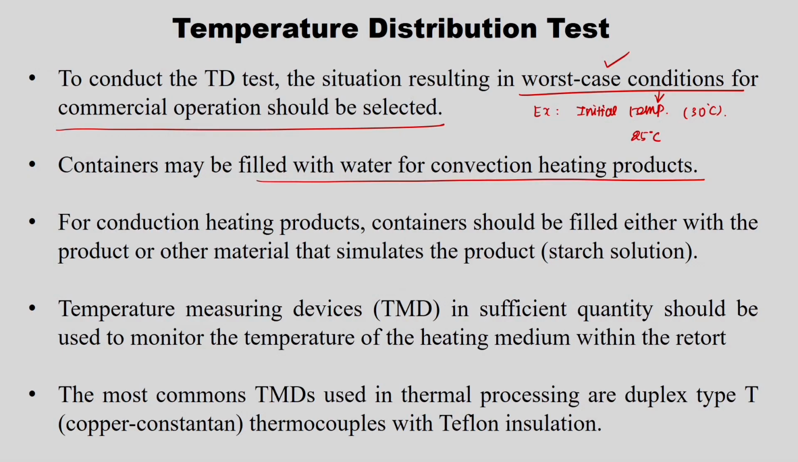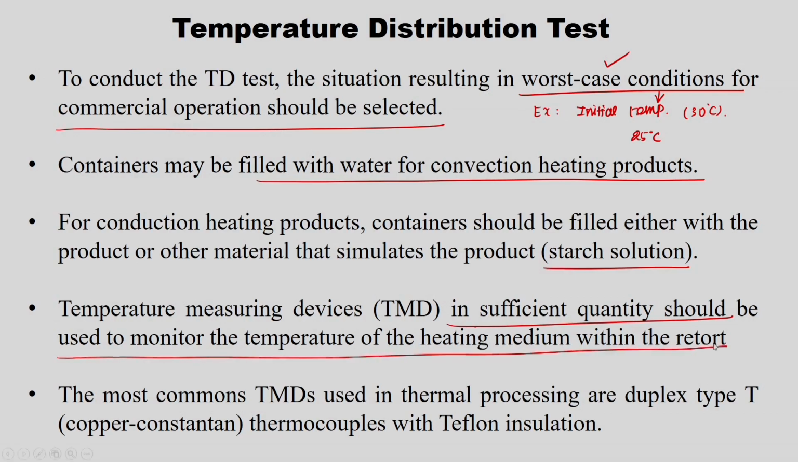If it is a conduction heating process, most of the time the direct food product itself would be used, or a starch solution, which gives me a very thick solution. That also can be used during the conduction heating product. And temperature measuring devices in sufficient quantity should be used to monitor the temperature of the heating medium within the retort. So, why are we doing this temperature distribution test?